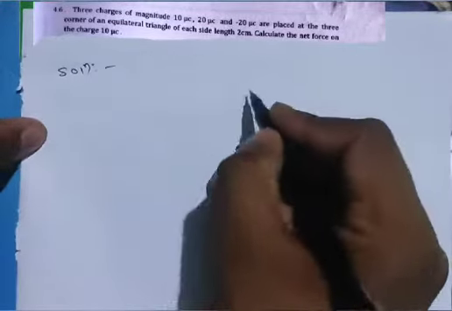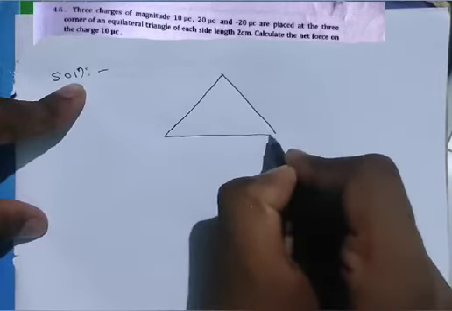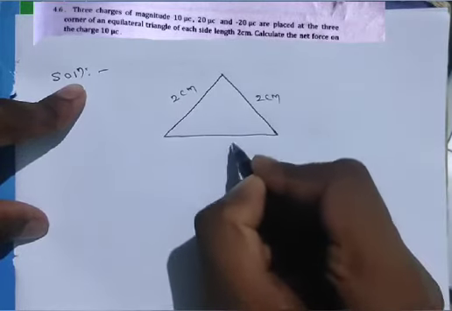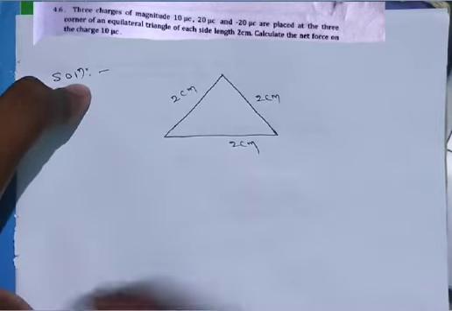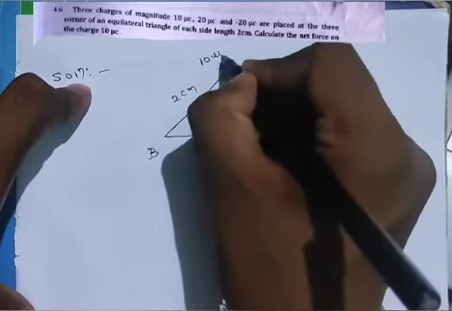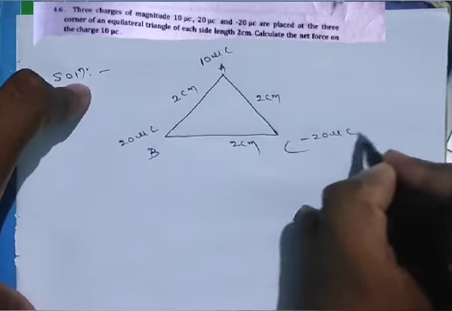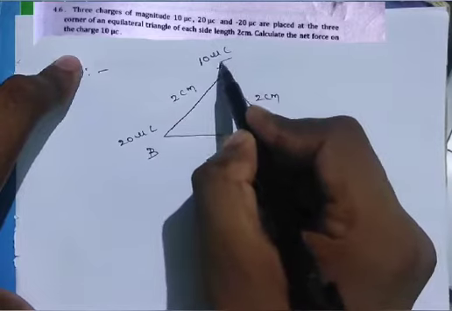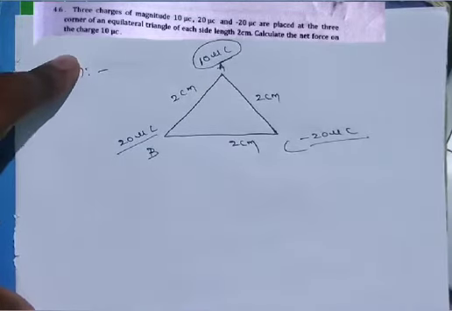An equilateral triangle is given. So this is my equilateral triangle, in which each side has length 2 cm, 2 cm, 2 cm, and three charges are placed at the three corners of the equilateral triangle. So A, B, C. Here the charge placed is 10 microcoulomb, here 20 microcoulomb, and here minus 20 microcoulomb. Then the question asks us to find the resultant force on the 10 microcoulomb charge due to this 20 microcoulomb and minus 20 microcoulomb.